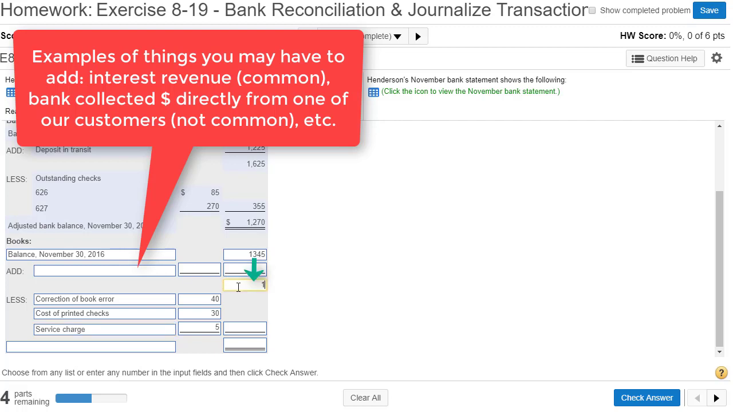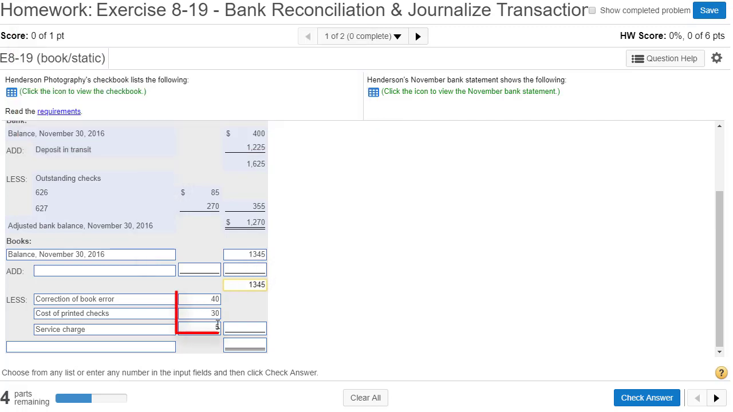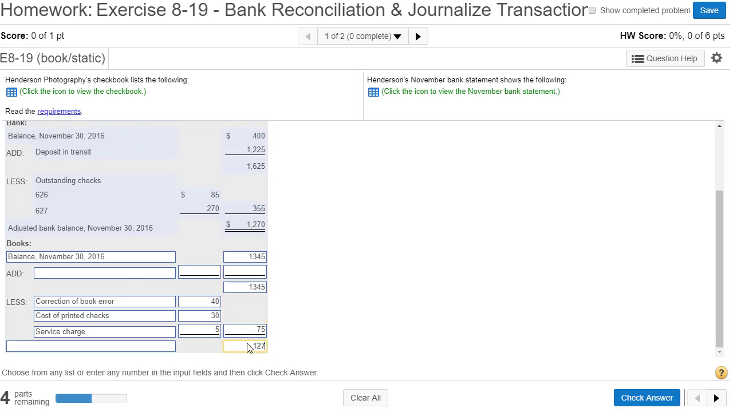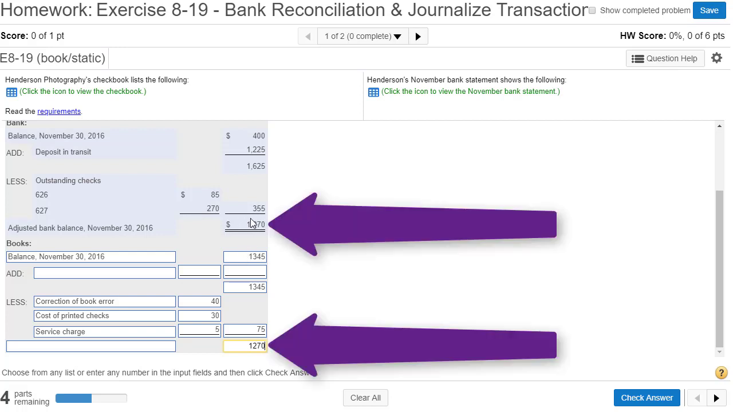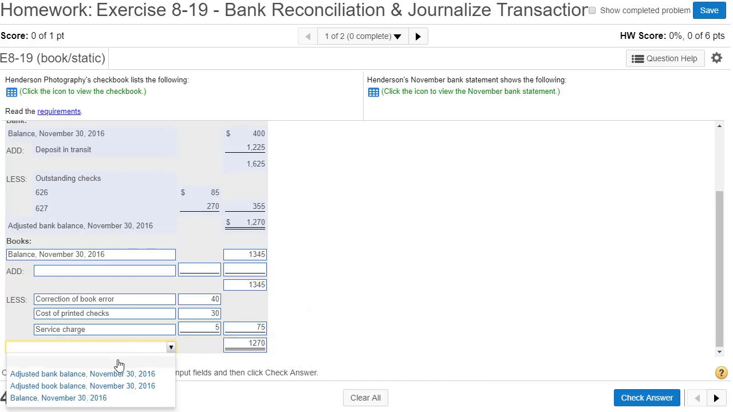So we can bring down a subtotal of 1345. And then we have to add up these. So we got a total of $75. So 1345 minus 75 gives us 1270, which needs to be the same as this. So if this number, 1270, does not match this number, 1270, then you've done either your math wrong or you missed a transaction. So this is the adjusted book balance.